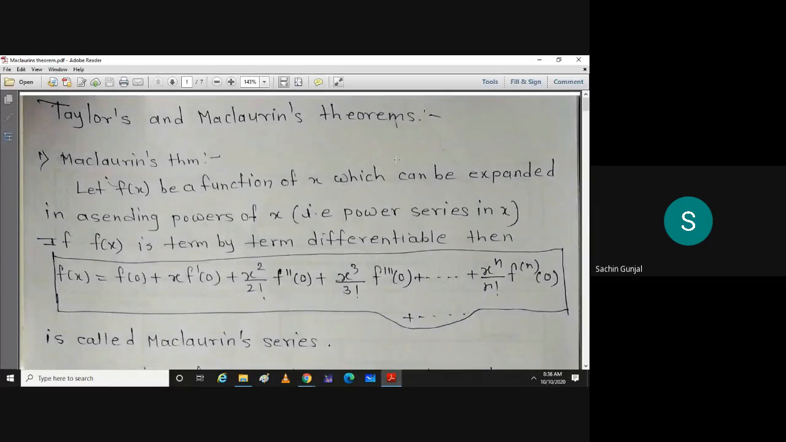So the statement says that if f of x is an n times differentiable function, then we can expand it in ascending powers of x as f of 0 plus x into f dash 0 plus x square by 2 factorial f double dash at 0 and so on, plus x raised to n upon n factorial nth derivative at 0 and so on. Note that it will not stop at this step. It will continue after that also. This is the general term.